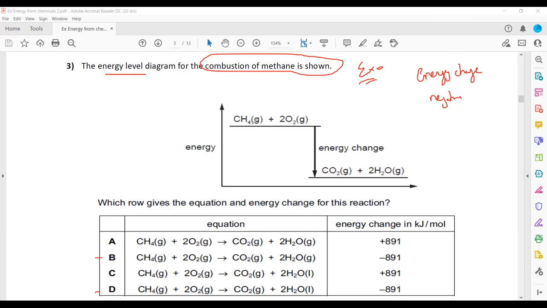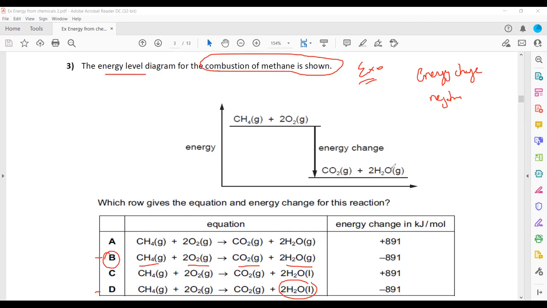But when we check the states, methane is a gas and oxygen is a gas here. In the products, carbon dioxide is a gas, and water is a gas as well. So according to this equation, B will be the right answer. Why not D? Because if you check D, it is written water (l), and l means water in liquid state. But in the reaction, the water is in the gaseous state. G means water in a vapor state. That's why B is the right answer.